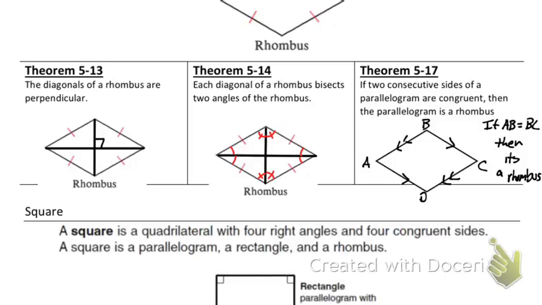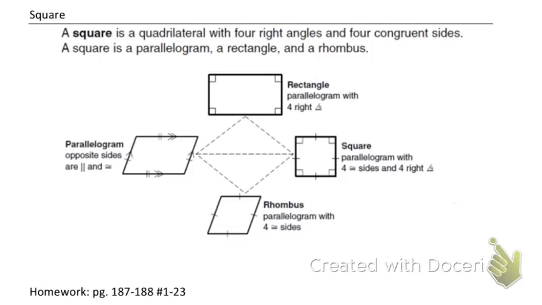All right, and then our big discussion comes down to a square. A square is a quadrilateral with 4 right angles and 4 congruent sides. So that means a square is a parallelogram. It is a rectangle. It is a rhombus. So every rule that applied to those 3 things also applies to a square. Everything that says rhombus in it applies to a square. Everything that has to do with a parallelogram applies to a square, and anything that has to do with a rectangle applies to a square.